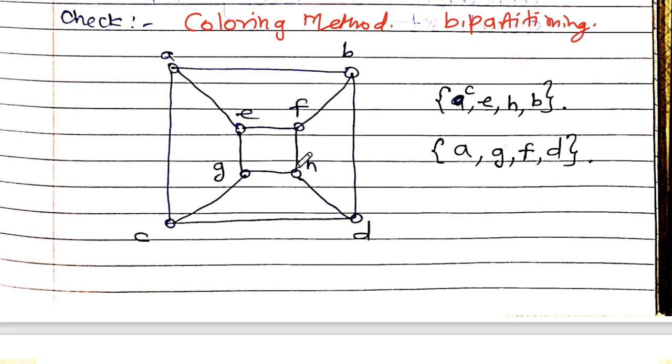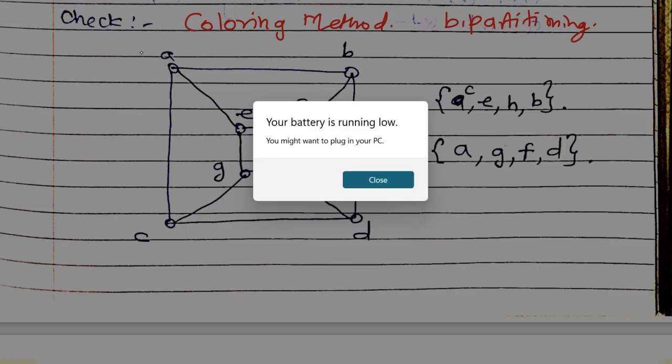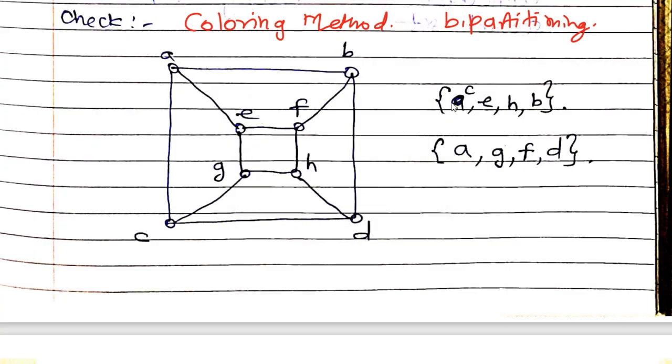Now see what you have to do. You have to apply the coloring method. So what is the coloring method? A neighbor means a node which is connected with an edge to another node. So neighboring nodes should not have the same color. Suppose you start giving the colors.